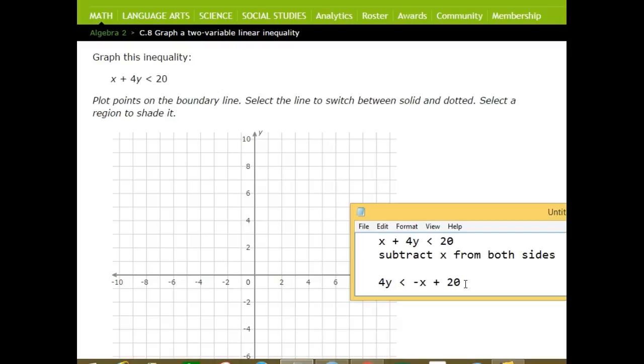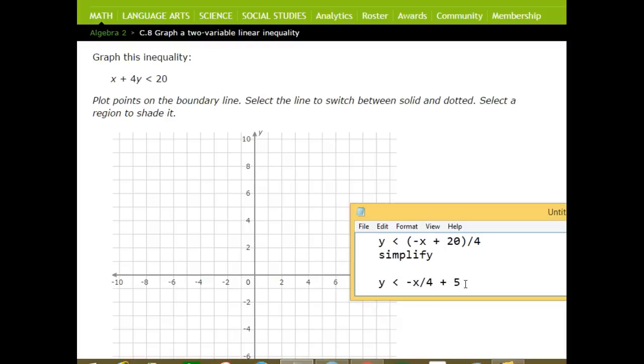Then we are going to divide both sides by 4 so we can get the y by itself. So we're going to get y is less than, and now we put it in parentheses, negative x plus 20, and we'll put divided by 4 underneath both negative x and plus 20. Now we need to put this exactly in slope-intercept form. So we want to distribute this divided by 4 to both elements here. So we're going to simplify, and we're going to put y is less than negative x divided by 4, plus 20 divided by 4, which happens to be 5.